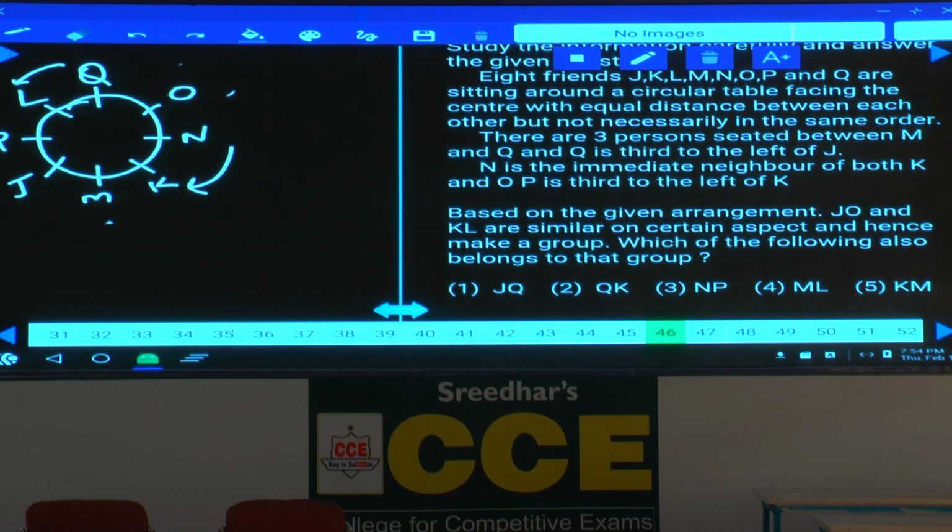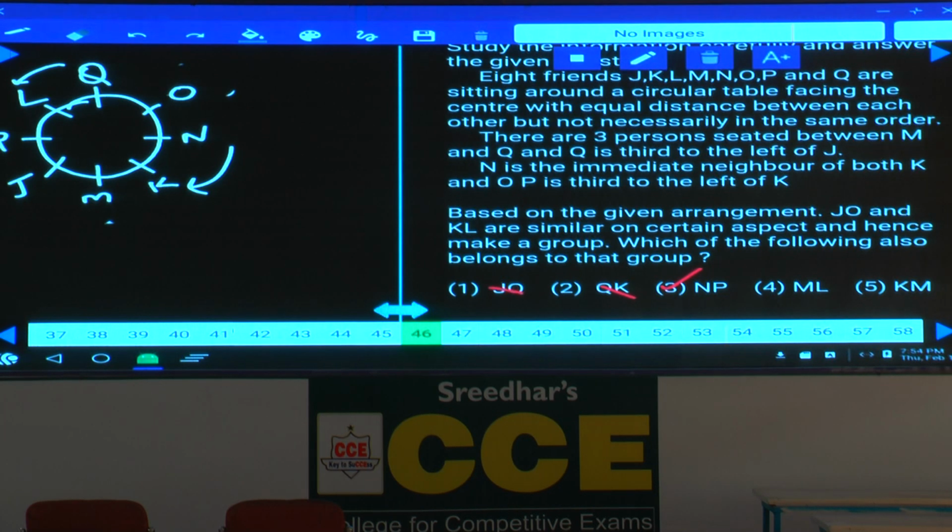Then 46, now based on the given arrangement J and O, tell me how are J and O opposite to each other? K and L are also opposite, J and O opposite, K and L are opposite, and hence make a group, which of the following also belongs to that group. J and Q cannot form a group because they are not opposite. Q and K are not opposite. N and P are opposite to each other. Hence choice 3 is the answer. Now this is about question numbers 42 to 46.